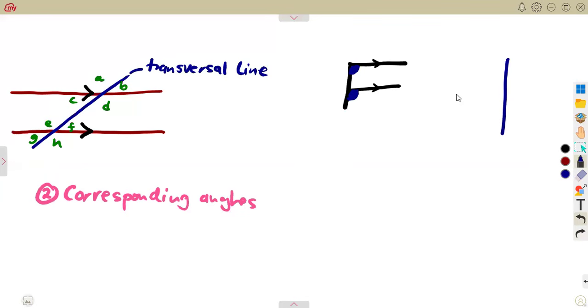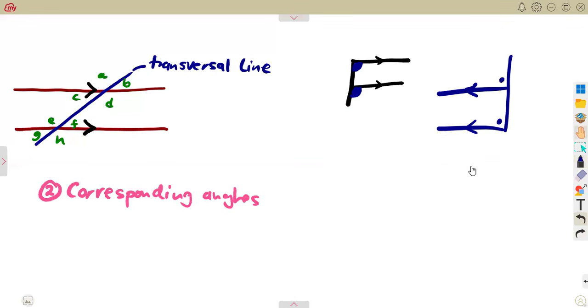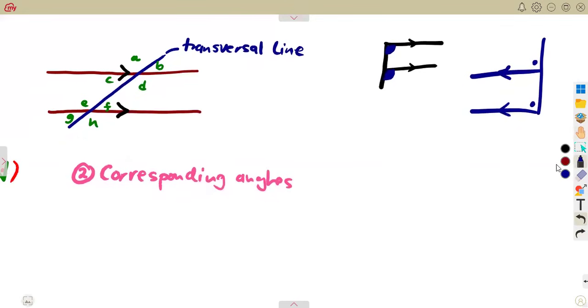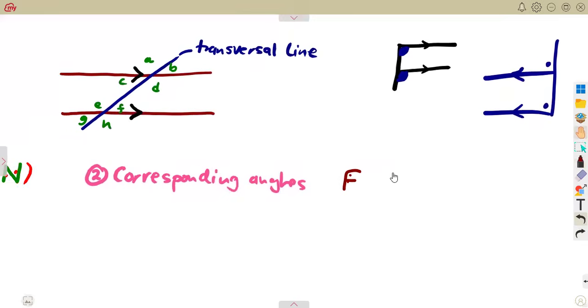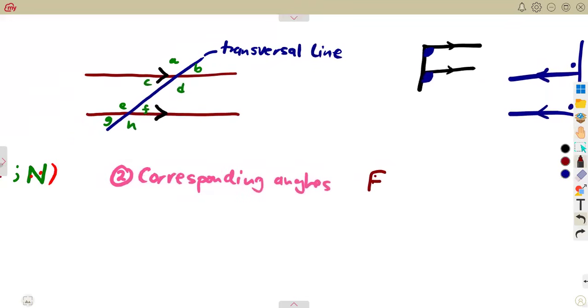It can also be this way, guys. Whatever you are given, this is the same concept. The other one is here, the other one is here. So what is it about these angles which form this letter F? What is it about these two angles? They are also equal. So corresponding angles are equal also.